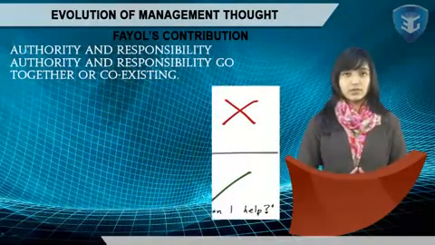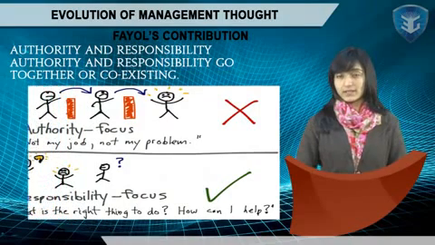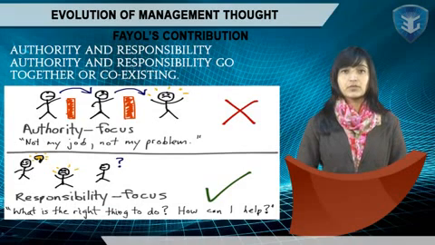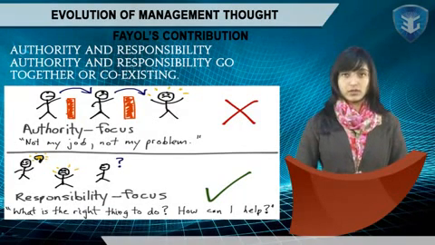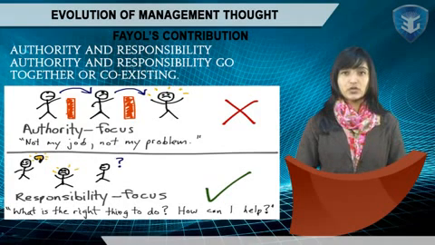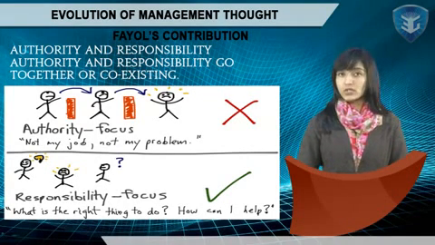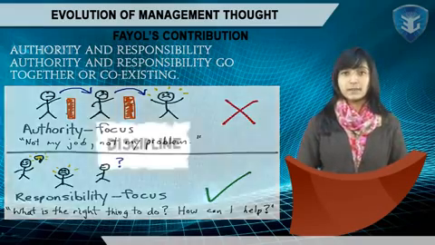Authority and responsibility. Authority and responsibility go together, coexisting. Both authority and responsibility are the two sides of a coin. If anybody is made responsible for any job, he should also have the concerned authority. Fayol's principle of management in this regard is that an efficient manager makes best possible use of his authority and does not escape from the responsibility.